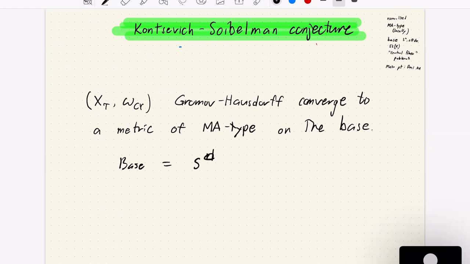Moreover, it's also somehow expected that this is going to have something called an integral affine structure. There is some more structure to it than just a topological sphere. But what do you mean by the base here?